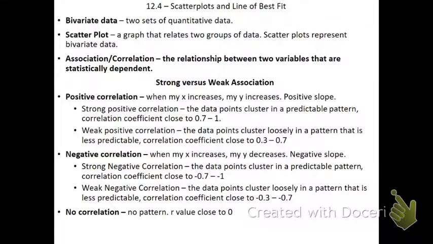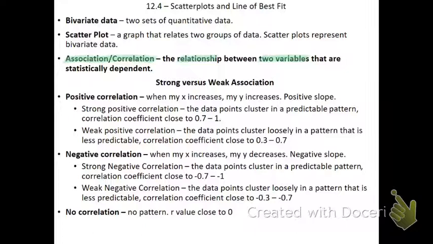Okay, so today we're going to be talking about scatter plots and lines of best fit. So again, bivariate data, scatter plots we've done before. The one thing we want to talk about at the end here is going to be association and correlation, which is just the relationship between the two variables that are dependent on each other. We'll talk about a couple different examples of these. Strong versus weak association.